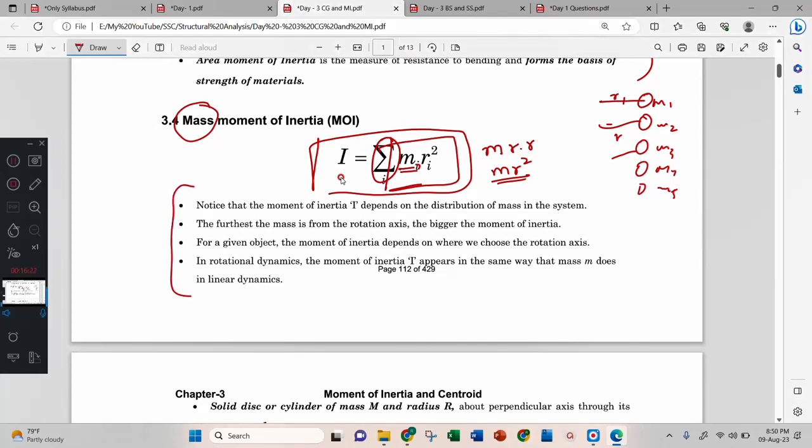For an object, the moment of inertia depends on where we choose the rotational axis, that is common sense. This is CS, common sense. In rotational dynamics, moment of inertia I appears in the same way that the mass m does in linear dynamics. This comes in dynamics, not for statics.